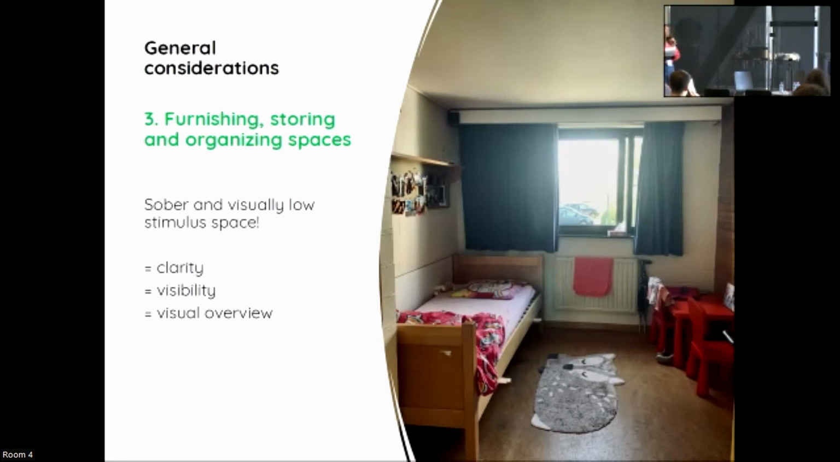How do we furnish? How do we organize spaces? How do we store things? Clarity, visibility, visual overview is really so important. And we have to create a visually low stimulus space. While also, and I think that's really important, balancing also what the kid needs. The kids need to feel at home in the units.